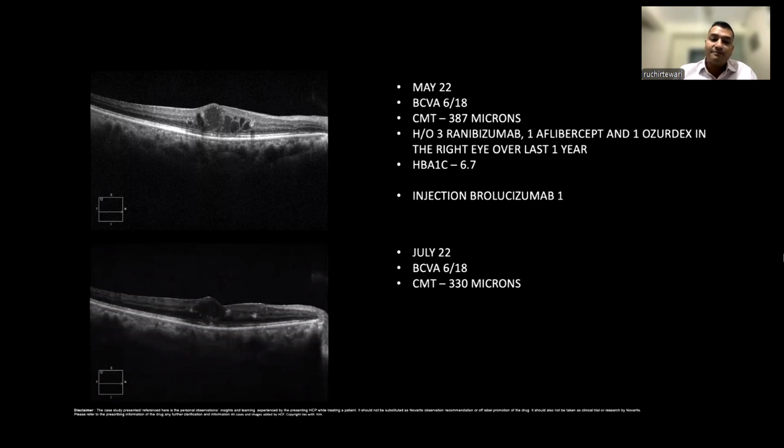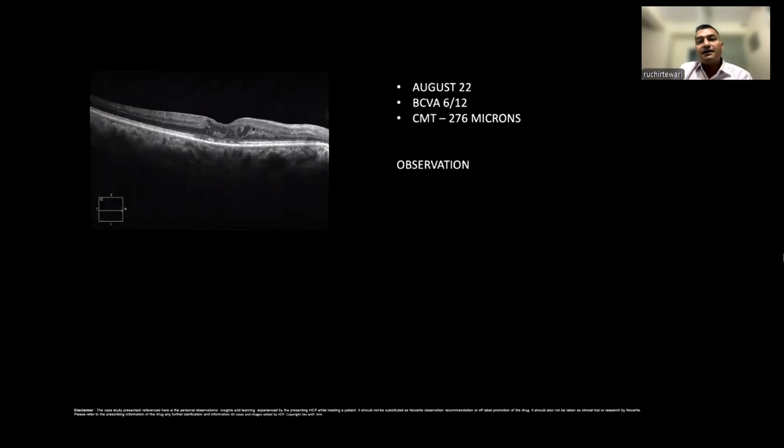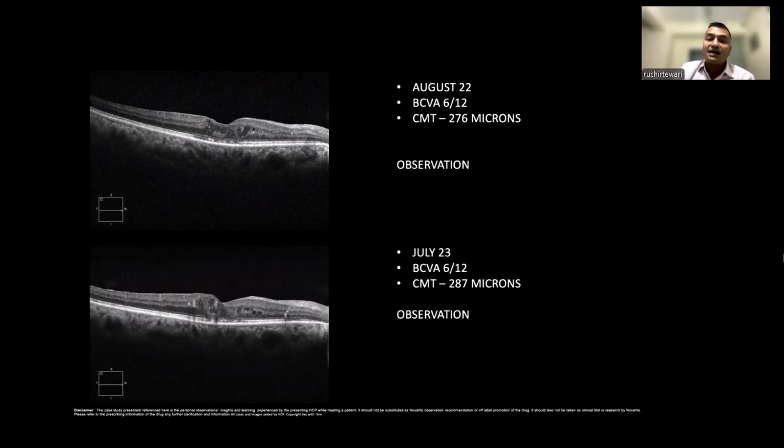This is July. BCVA is 6/18, but the CMT has gone down to 330 microns. This is when I gave her the second injection. She comes back in August, BCVA improves to 6/12, CMT goes down to 276 microns, and she's kept under observation. Now she comes back after a year, her BCVA is 6/12, CMT is down to 287 microns. Again, she's kept under observation.